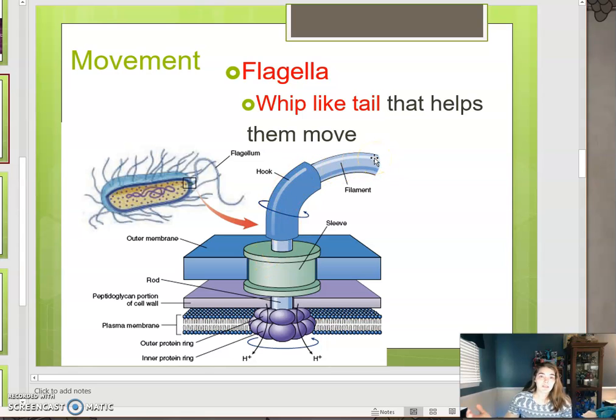You might have, when we did the lab where we looked at the euglena in the pond water, you might have been able to see their little flagella as they swam around.